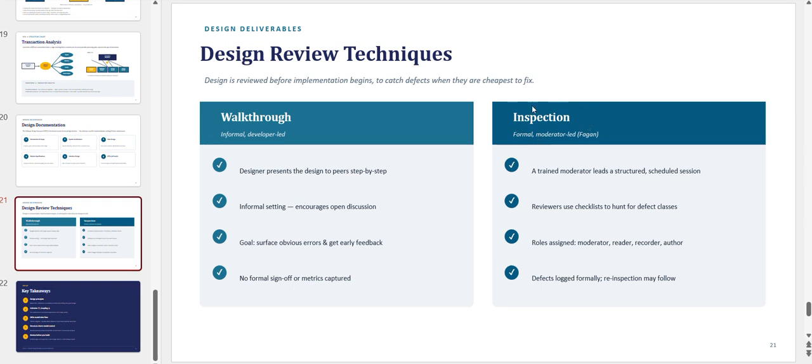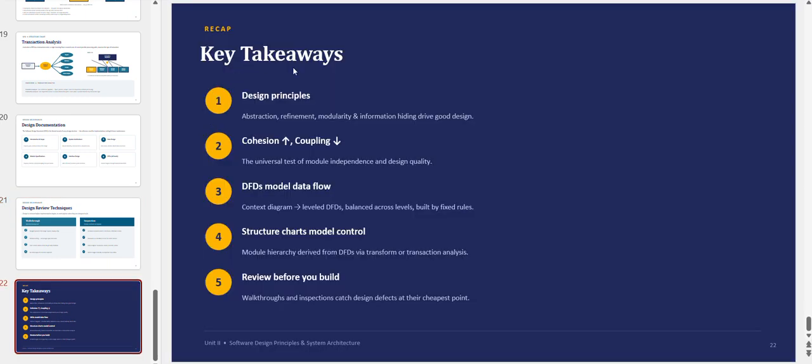In inspection, we will see formal, moderator-led, Fagan style. First one is a trained moderator leads a structured, scheduled session. Second one is reviewers use a checklist to hunt for defect classes. Third one is roles assigned: moderator, reader, recorder, and author. Fourth one is defects logged formally, and reinspection may follow.